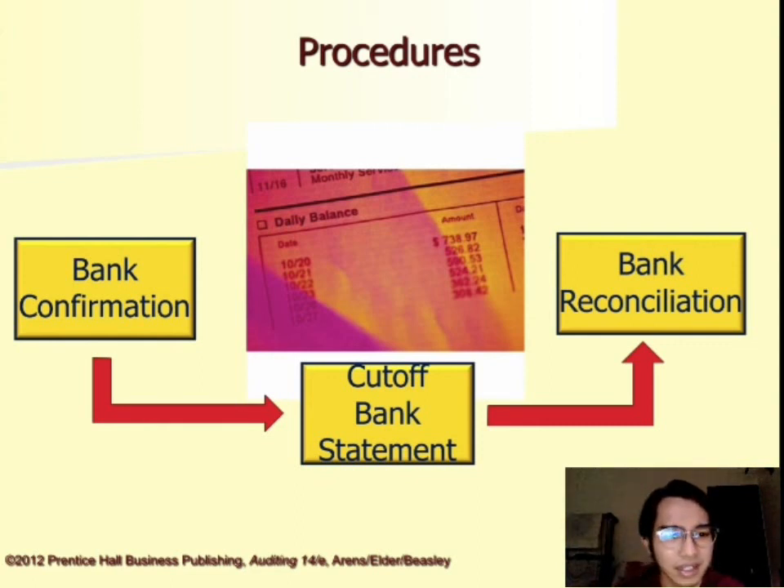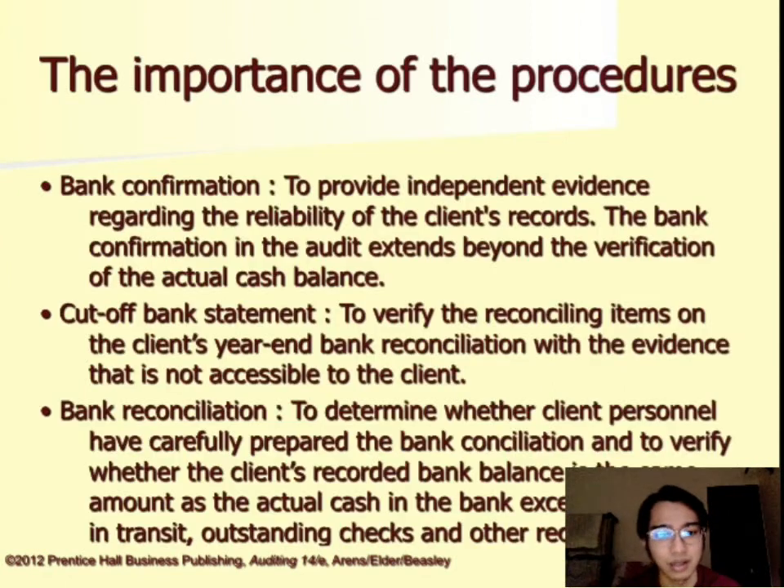Next is the importance of the procedures, which involve the three things I said just now. The first one is bank confirmation. Bank confirmation is to provide independent evidence regarding the reliability of the client's records. The bank confirmation in the audit extends beyond the verification of the actual cash balance. Next is the cut-off bank statement. The importance is to verify the reconciling items on the client's year-end bank reconciliation with evidence that is not accessible to the client.